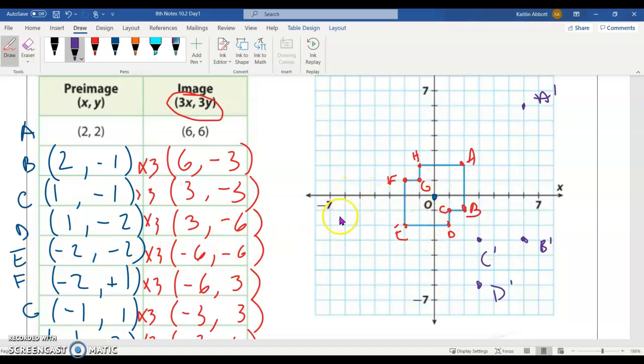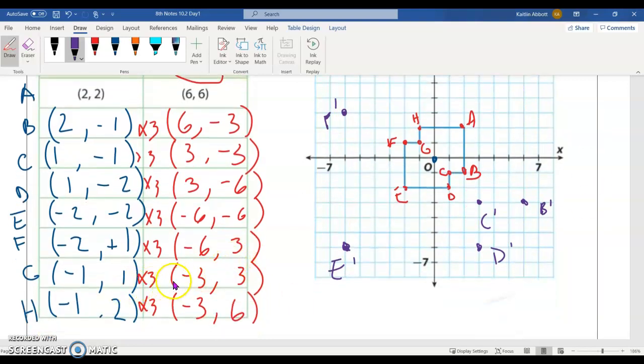So we go -6, -6. And this is E prime. Okay, now we need F, so it's going to be up here somewhere. F is -6, +3. 1, 2, 3. So that's F prime. See how I'm labeling these after every time I make a dot? Please do that. G, -3, 3. So 1, 2, 3.